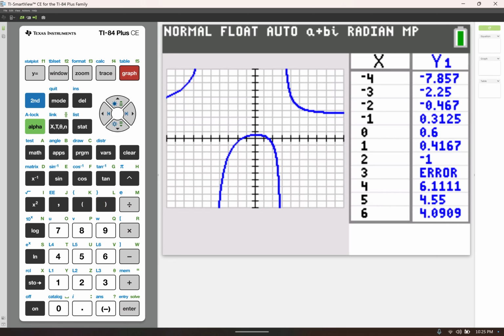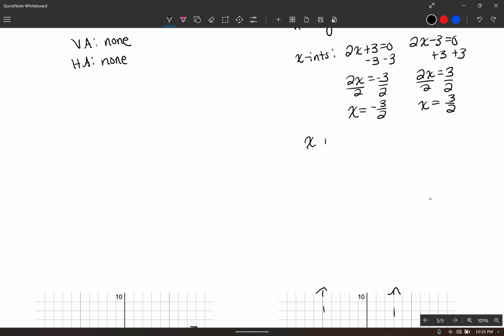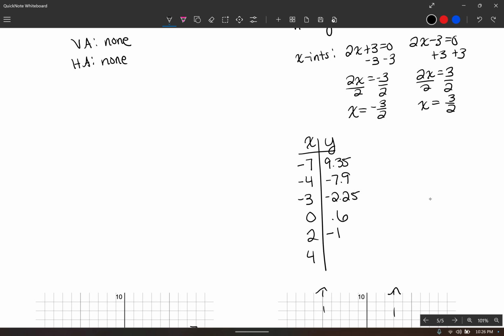Now, because I have 2 asymptotes, I have 3 sections. I have the left, the middle, and I have the right. So I'm going to pick values in all 3 of these sections from this table over here. I have already done this. So what I chose to graph, I just need enough that I can actually get the curve. So negative 7, 9.35, negative 4, negative 7.9, negative 3, negative 2.25, 0.6, 2, negative 1, 4, 6.1, and 8, 3.8.